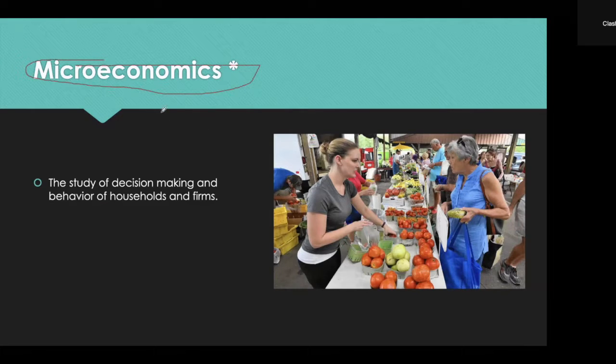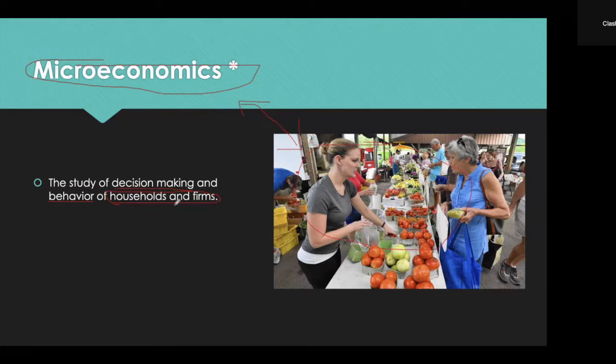So an example of microeconomics is just these people negotiating here at a supermarket, right? For maybe a few dollars here. This is a type of microeconomic decision making. And the definition for it is the study of decision making and behavior of households and firms.